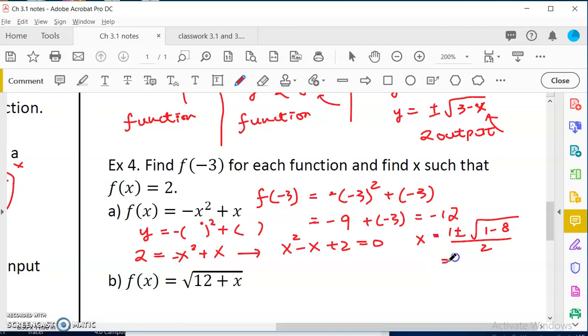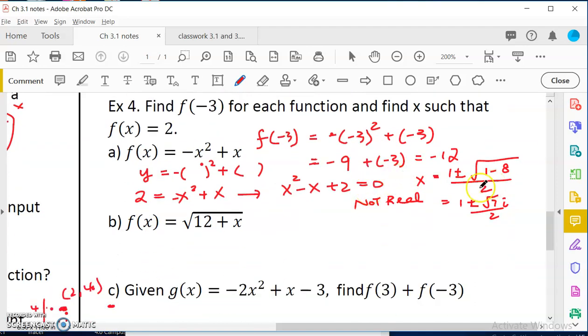Now, 1 minus 8 is a negative number, so it's like plus and minus square root of 7, and then i, over 2. So it's not real, right? Not real. So you can solve it, but your x is not real. Usually when we look at college algebra, our function x is always a real number. So you can say there is no x that would give f of x equal to 2. No solution.